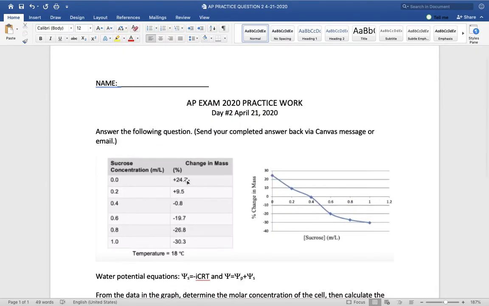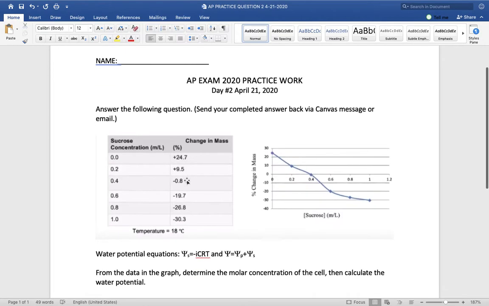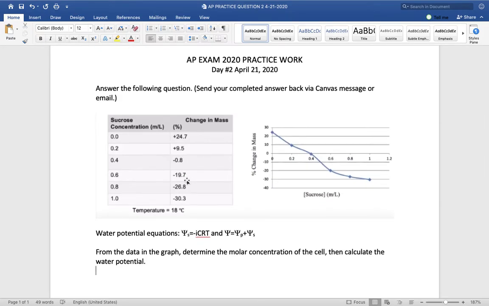All right, hey, AP biology students, let's go over the answer to review question number 2. I think this is a great review question because it forces us to do some things we haven't done a lot of, and that's to use the solute potential equation to answer a question, and then to be able to read a graph to answer another question.